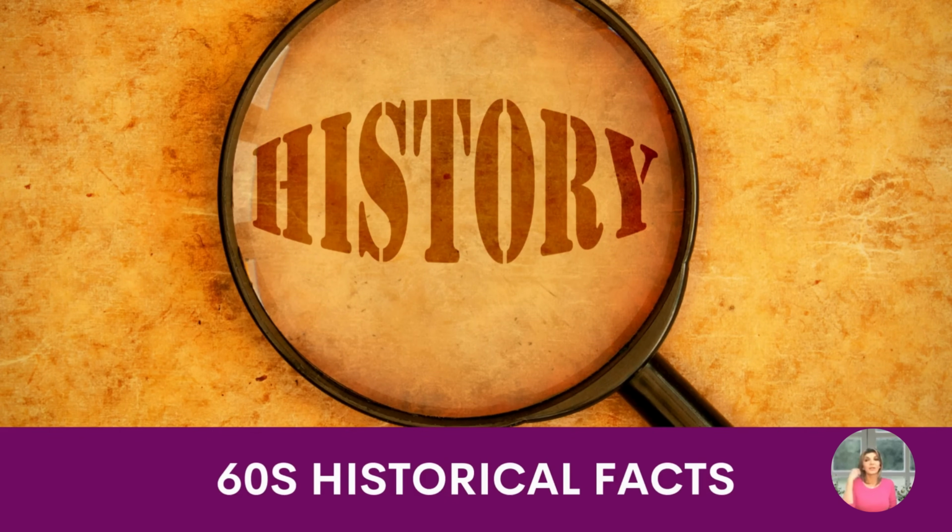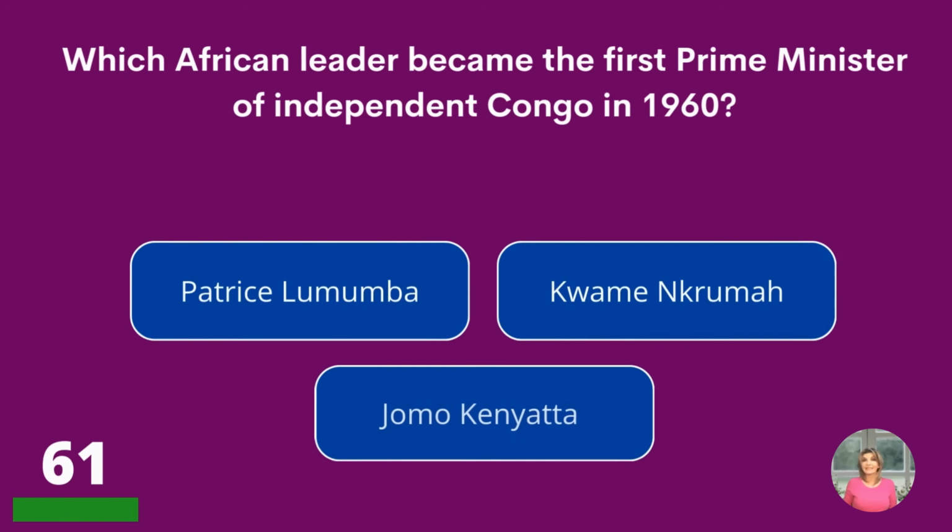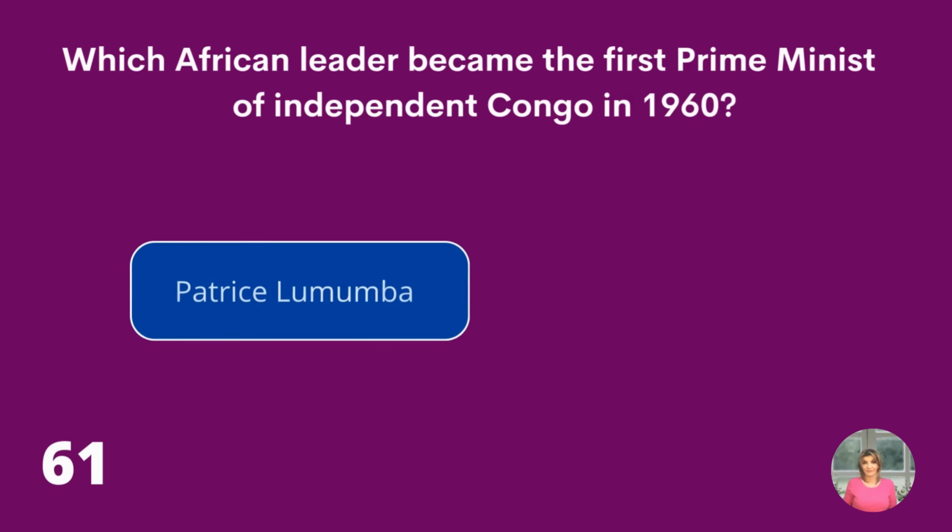And let's move over to historical facts for question 61. Which African leader became the first Prime Minister of independent Congo in 1960? Lumumba, Nkrumah, or Kenyatta? Patrice Lumumba.